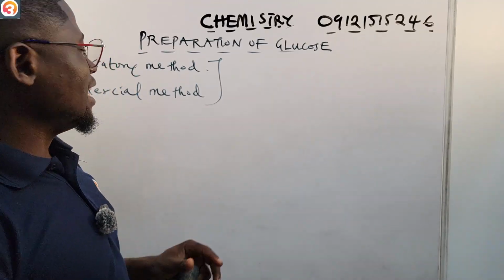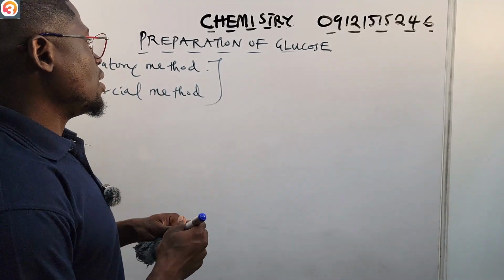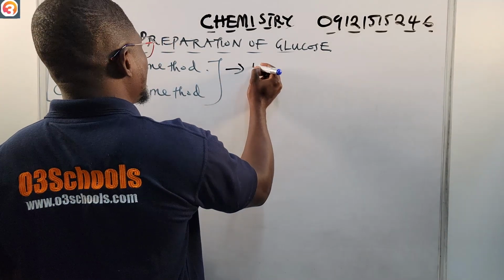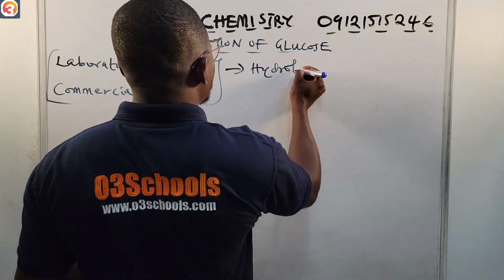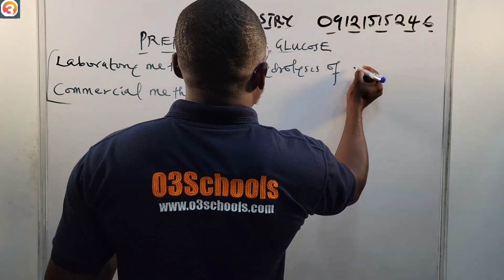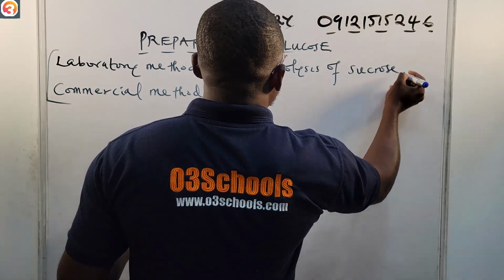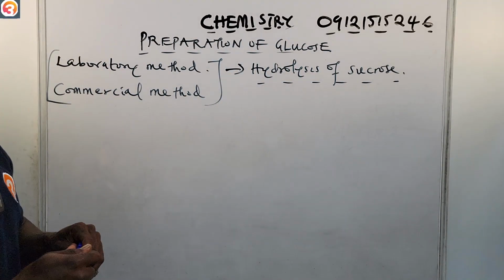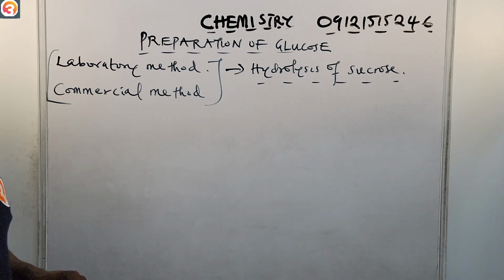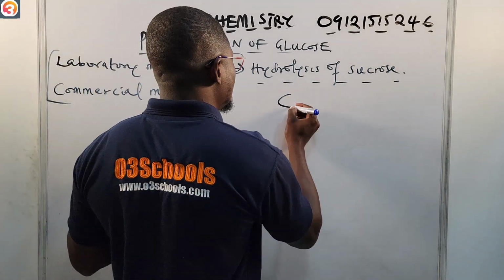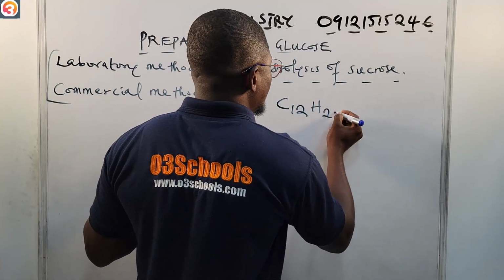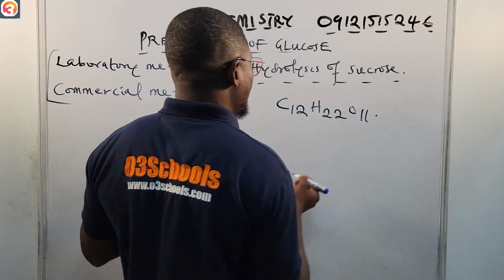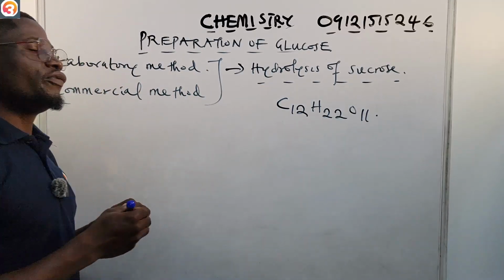All right, now let us see the laboratory method. So number one, this laboratory method is hydrolysis of sucrose. When we perform hydrolysis on sucrose, we are going to have glucose and fructose. Now, what is the formula for sucrose? Sucrose is C₆H₁₂O₆. Okay, so this is the formula for sucrose.